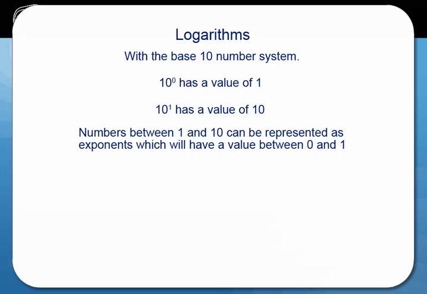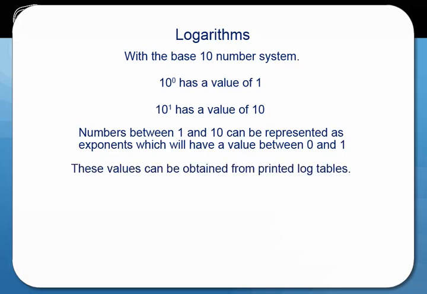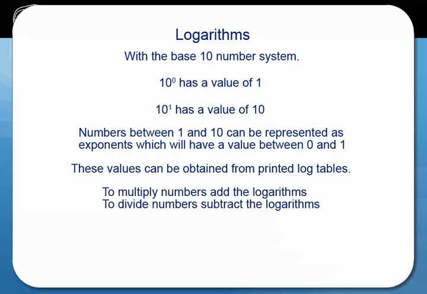Any number between 1 and 10 can be represented by an exponent between 0 and 1. These are called logarithms. Numbers between 10 and 100 will have a logarithm between 1 and 2, and so on. To multiply numbers, you would add the logarithms together. Logarithm tables can be used to convert numbers to logarithms and back again.